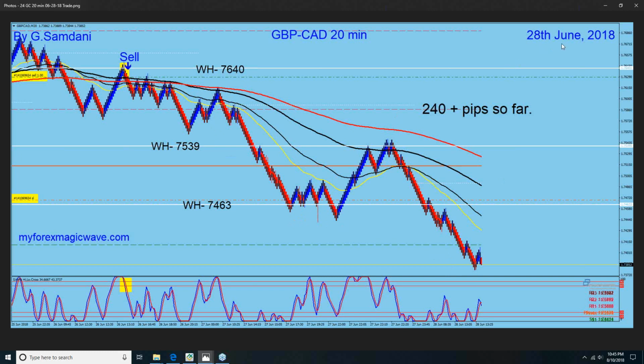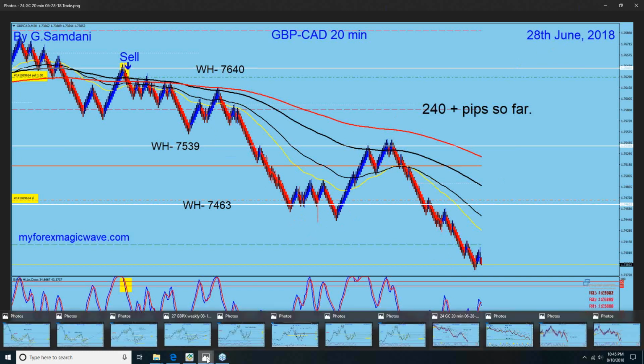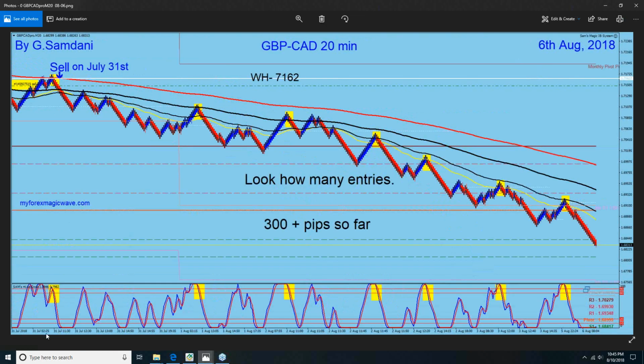Right. This is 28th June, but my longer term chart, the weekly chart, was telling me that we will probably gonna go more to the downside. And this is the one that I made an entry right on like July 31st, and you can see how beautiful, how many entries this pair was giving, coming down. This pair entries based on my strategy, my setup, Magic Ivy setup.